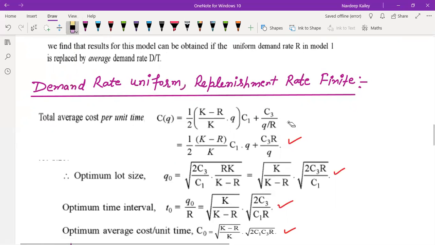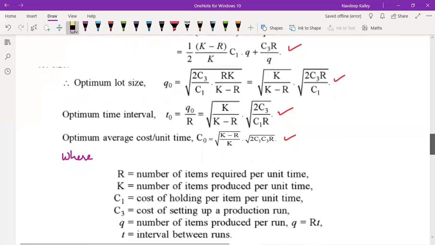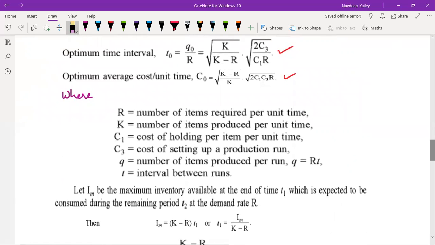Now, these various symbols have various meanings. Capital R represents the number of items required per unit time. Capital K represents the number of items produced per unit time. C1 is the holding cost. C3 is the cost of setting up a production run. And Q is the number of items produced per run. And Q is equal to capital R into T, where T is the time interval between runs.